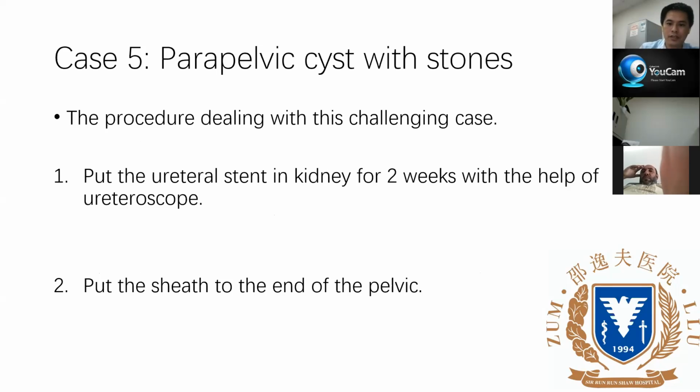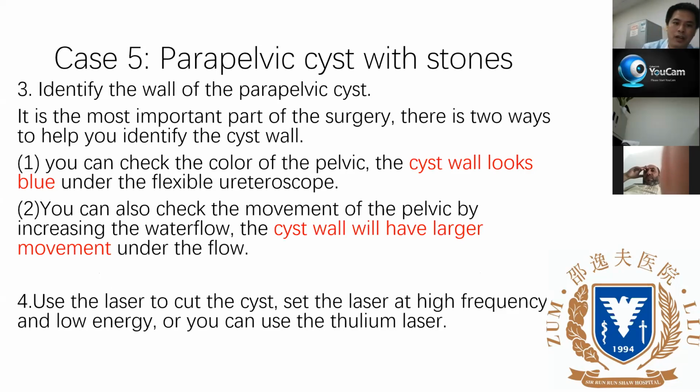In the procedure for this case, the first 2 steps are the same as in dealing with normal kidney stones. We put in the ureteral stents for 2 weeks and put the sheath at the end of the pelvis. And the third one is the most important part. You need to identify the wall of the peripelvic cyst. There are 2 ways to help you identify this cyst wall.